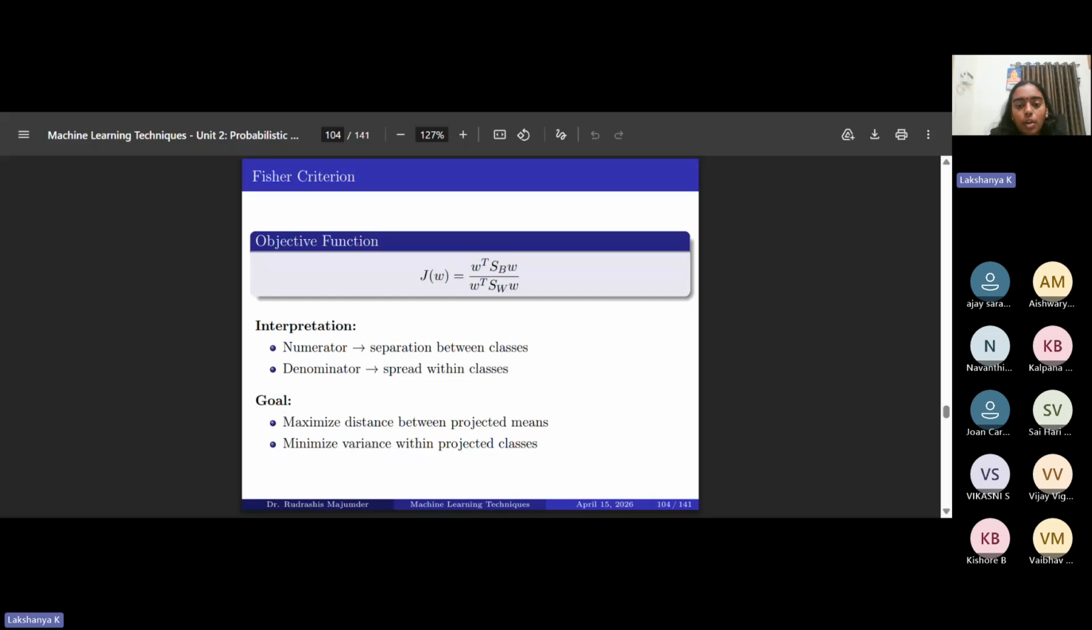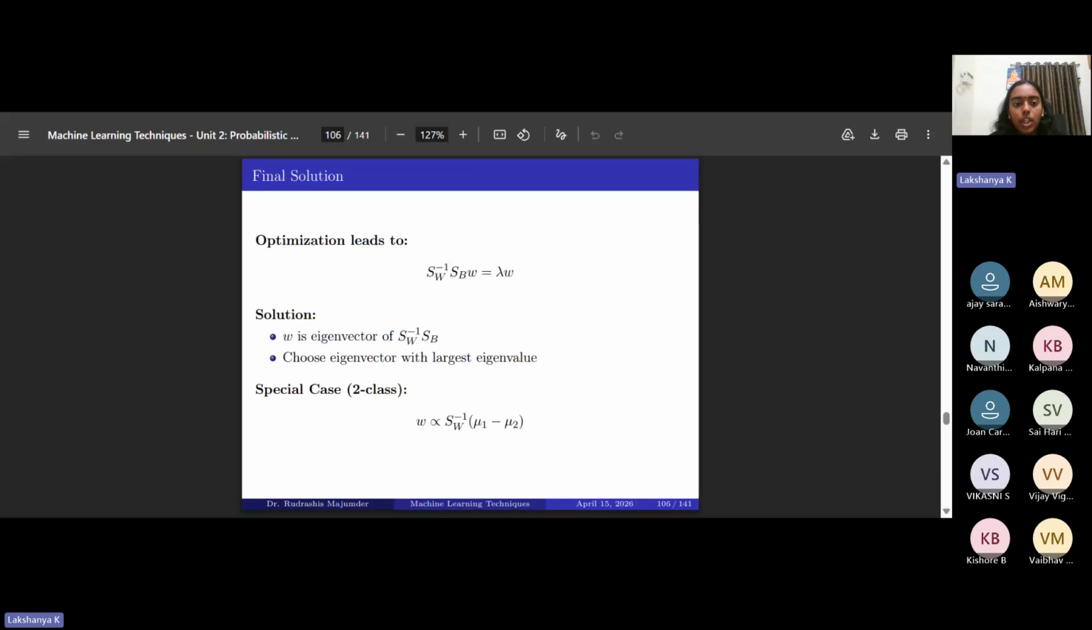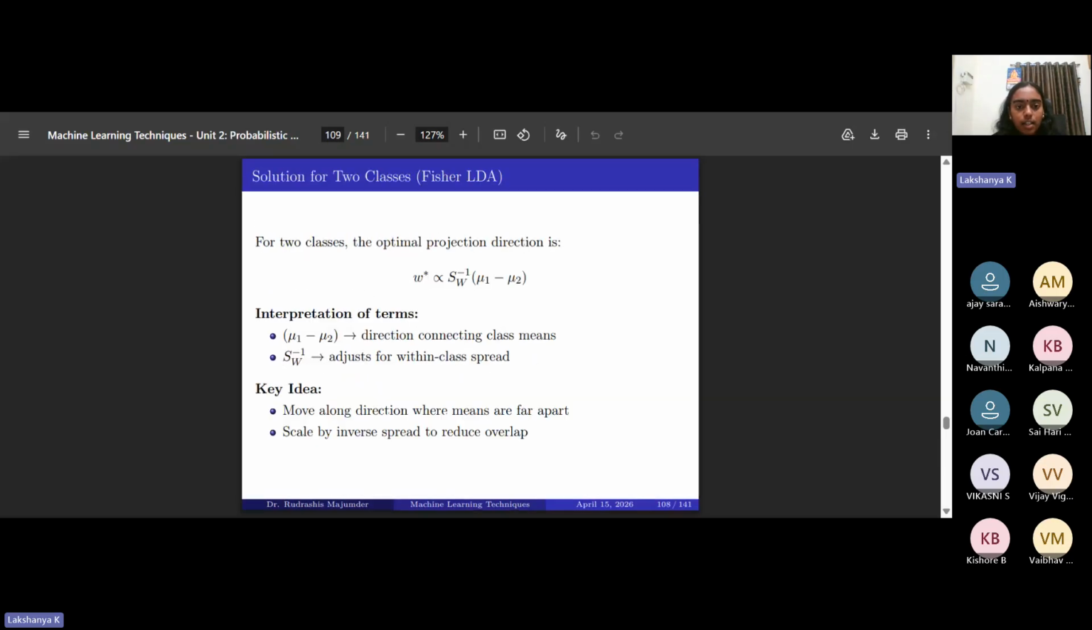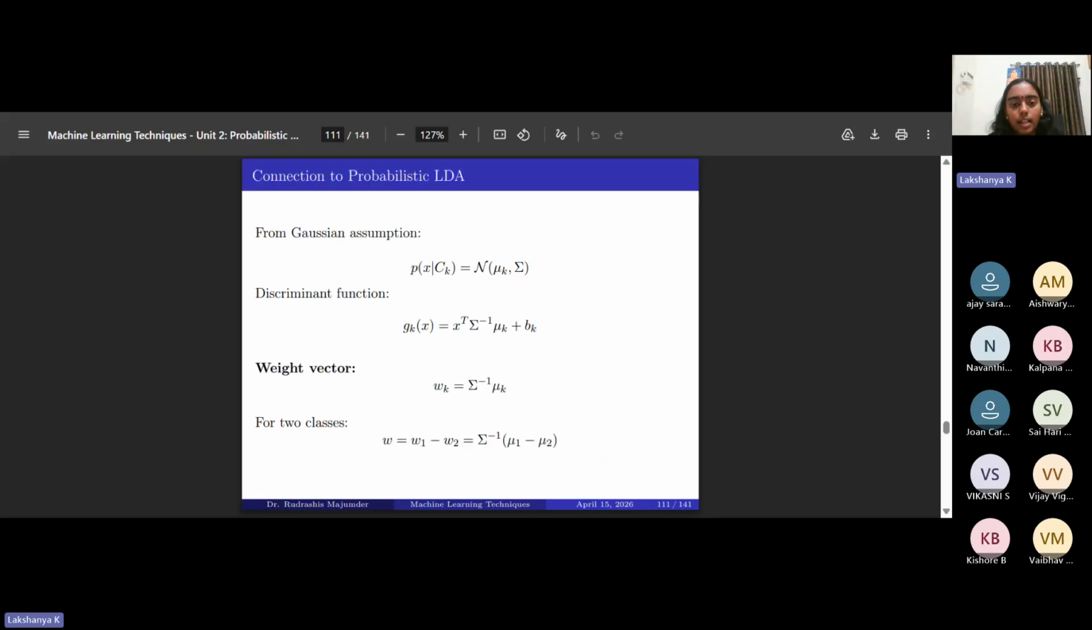So the idea is I want to maximize the numerator term and minimize the denominator term, right? Between classes, I want a lot of distance. I want my classes to be well separated. Within the class, I want the distance to be very minimal. So this is my objective function, which I am basically trying to maximize. That's the idea. So the overall idea of Fisher's linear discriminant is you want to maximize the distance across classes divided by the spread within a class.